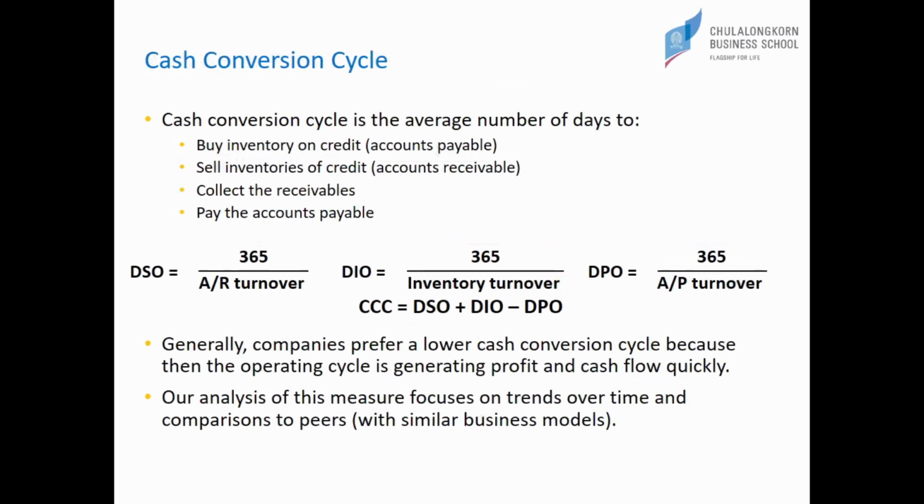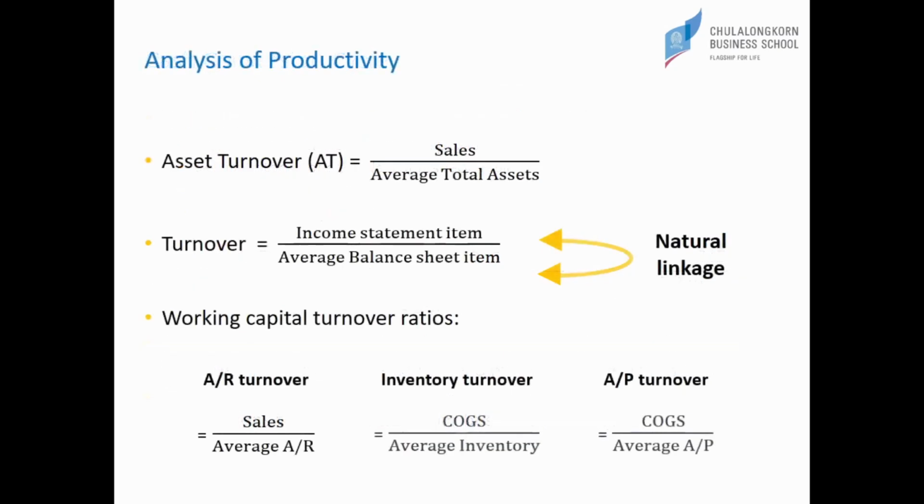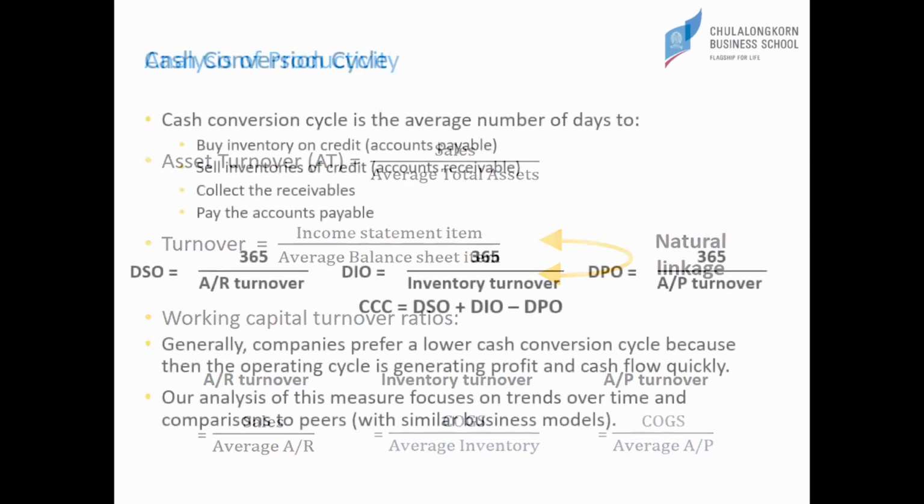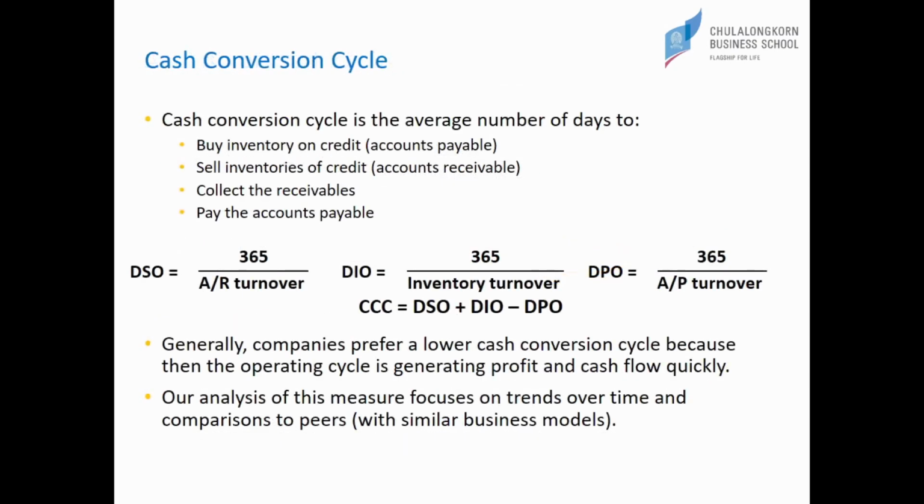And using these three working capital turnover ratios, you can also calculate the cash conversion cycle. Okay? So which is the average number of days to buy inventory using credit, which means you buy using accounts payable, and you also sell this inventory on credit, creating accounts receivable, and collect it, and pay accounts payable.